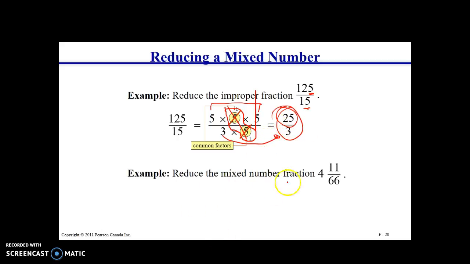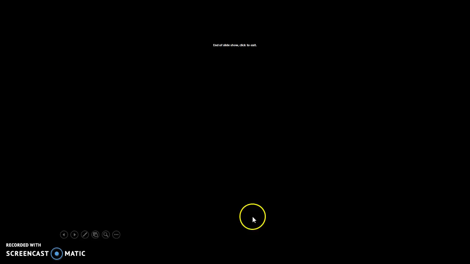If we have a mixed number like 4 and 11 over 66, we can just leave the 4 alone. Don't forget to include it again, but we can really just reduce the fraction part. 4 is a whole number, that's fine. So let's reduce our fraction part now. 11 breaks down into 11 times 1. 66 breaks down into 11 times 6, and we can cancel the 11's to get 4 and 1/6.